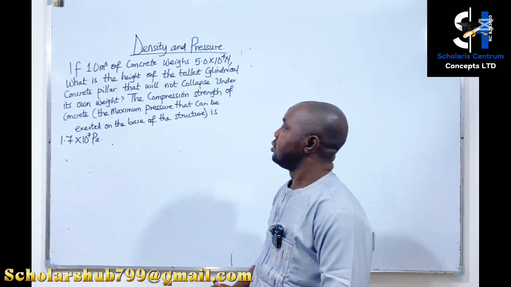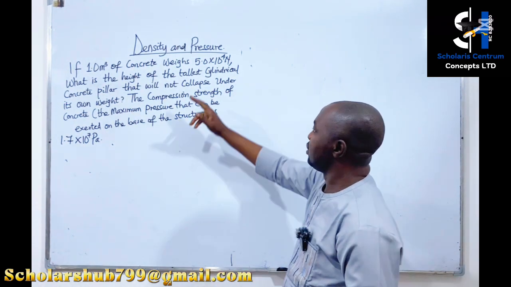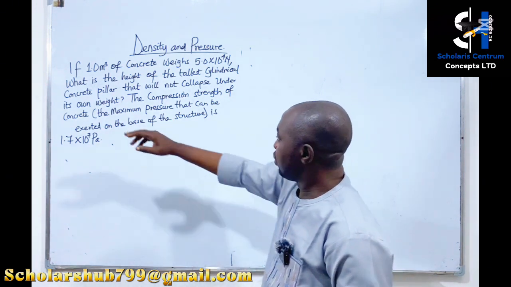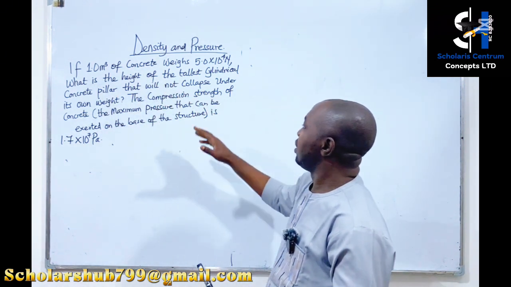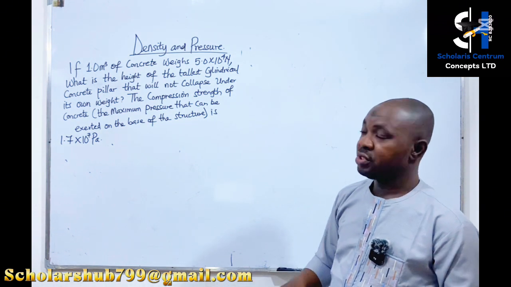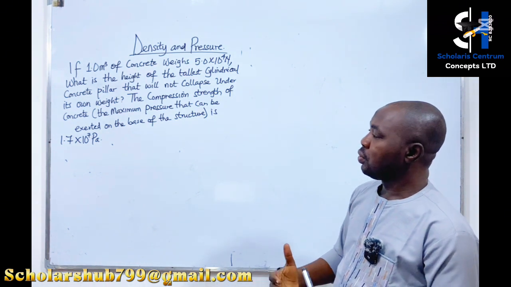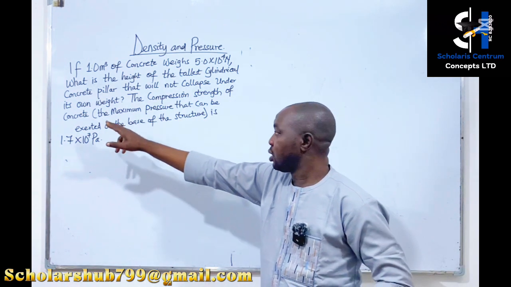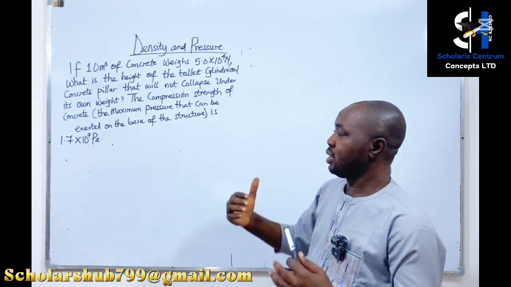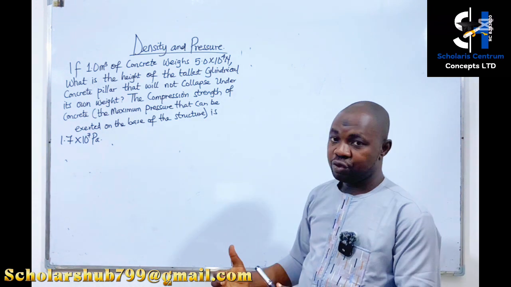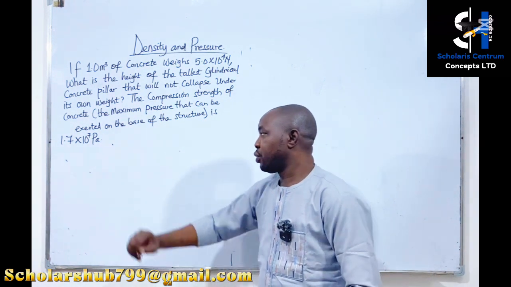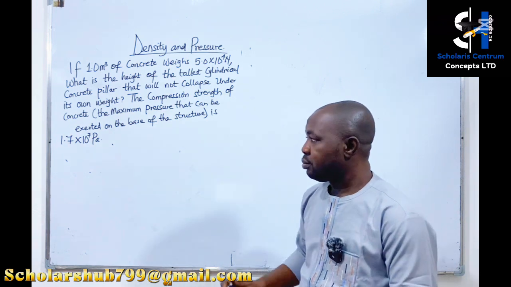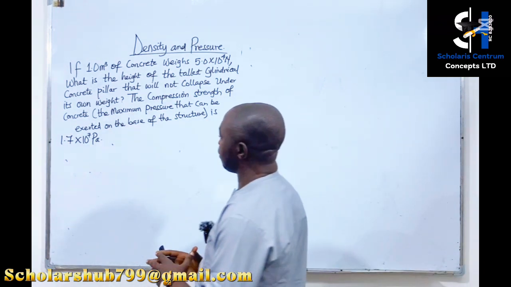If 1.0 cubic meters of concrete weighs 5.0 times 10 raised to the power of 4 Newton, what is the height of the tallest cylindrical concrete pillar that will not collapse under its own weight? The compression strength, which measures the maximum pressure that can be exerted on the base of the structure, is given to be 1.7 times 10 raised to the power of 7 Pascal. So now, this is how to solve this question.